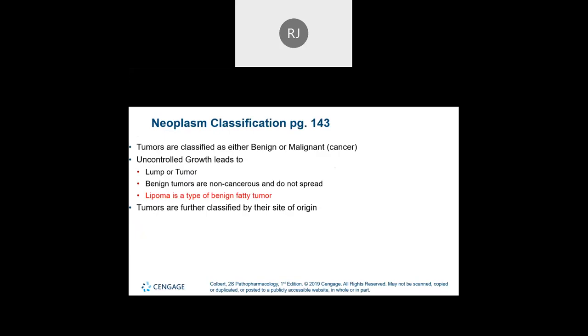On page 143, we're going to first discuss the difference between benign and malignant tumors. When you have an uncontrolled growth, it will lead to a lump or a tumor. Benign tumors are non-cancerous and do not spread. An example of a benign fatty tumor is a lipoma. Tumors are further classified by their site of origin.